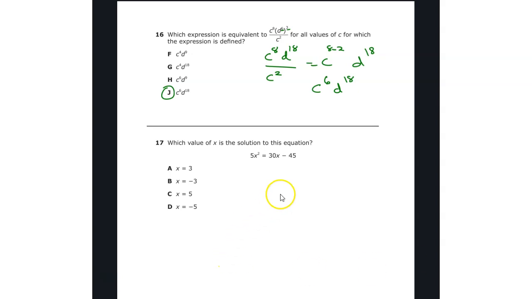It says, which value of x is the solution to this equation? All right, first of all, let's see if we can come up with a common factor, which is 5. So we divide everything here by 5. So we're going to have x squared equal to 10x minus 15. And then we can write it in the standard quadratic form. So this is going to be x squared minus 10x plus 15.